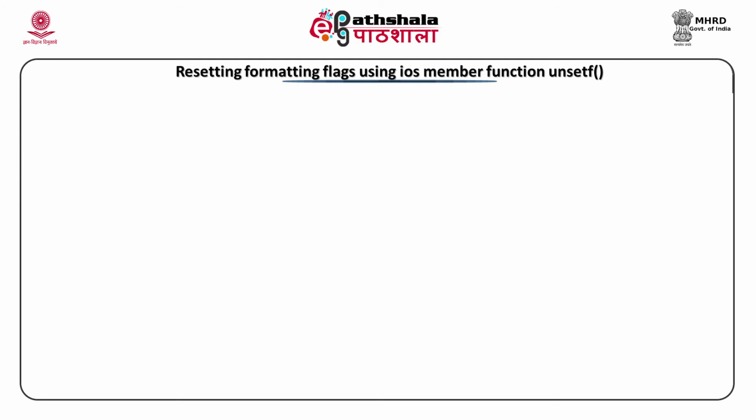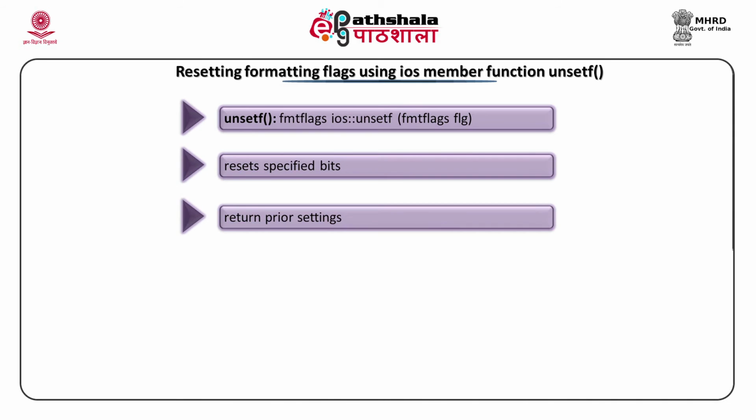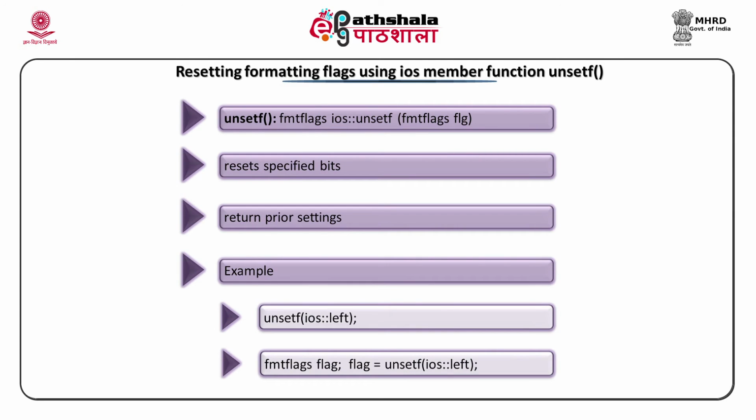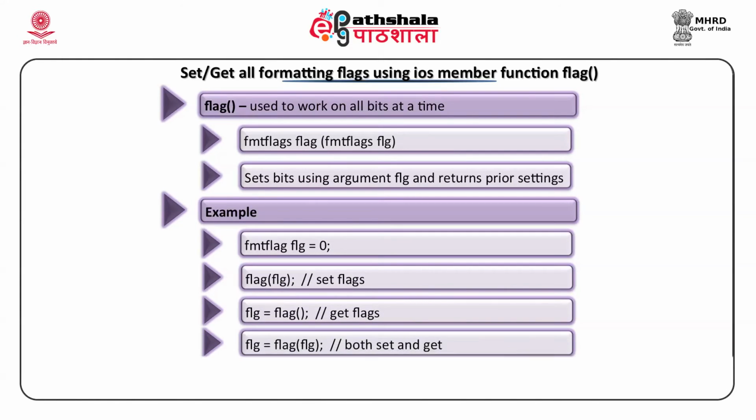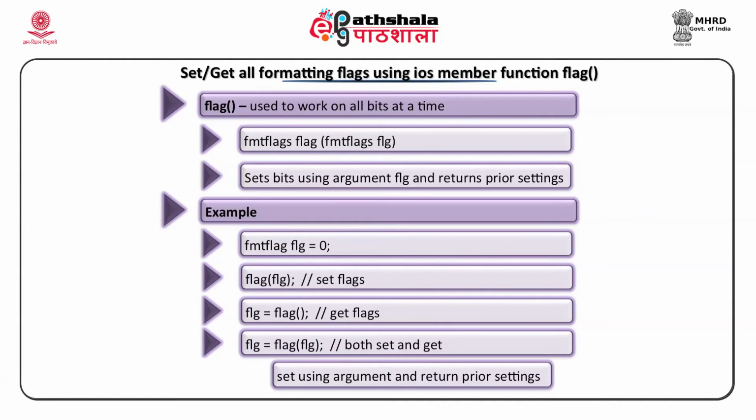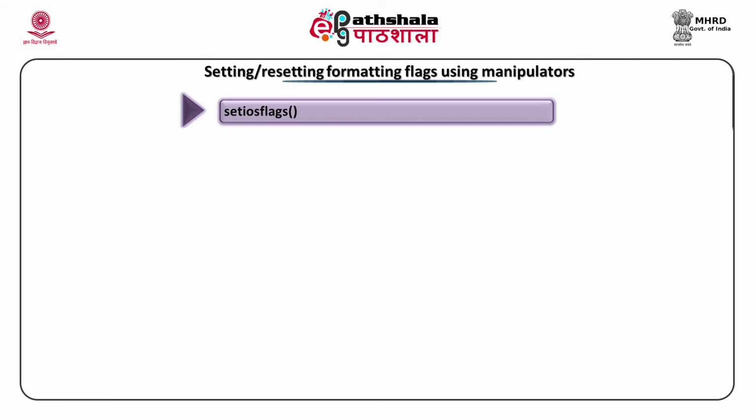We can reset these flags using the unsetf class member function. Here we are specifying the flag as the argument by which flags are to be reset, and again it returns the prior settings. We can use the flags function to set or get all the formatting flags at a time. In a single call we can set all the bits or get all the bits. The flags function returns the prior flags, prior settings, and if we pass it without arguments, obviously we are not specifying any flags, so it will simply reset to all 0. Now, how can we set or reset using manipulators?